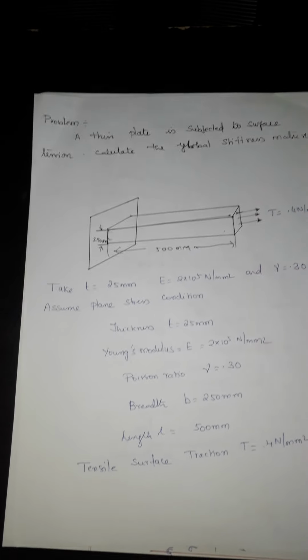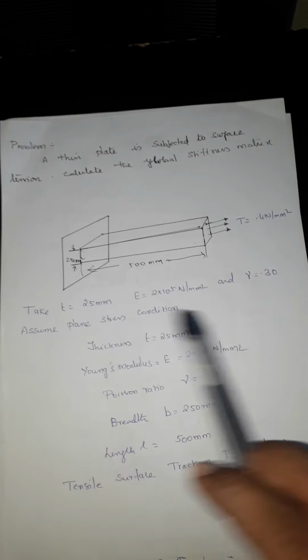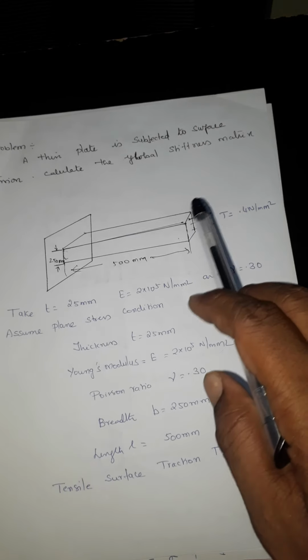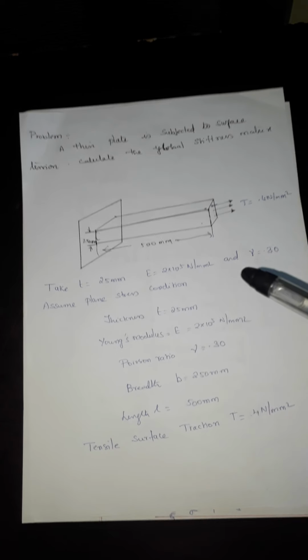Okay. The thin plate is subjected to surface traction. Calculate the global stiffness matrix. This is the figure, the diagram that is given. The traction force is acting on the surface, and it is fixed here. The width is 250 mm, the length is 500 mm. So now we have to convert this into a two-dimensional figure.